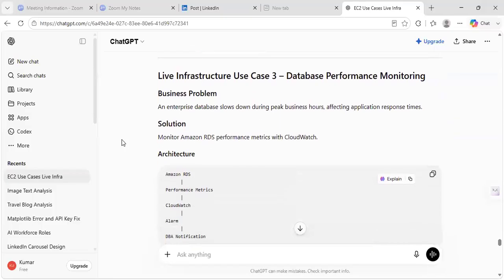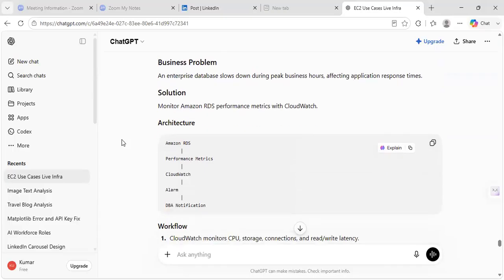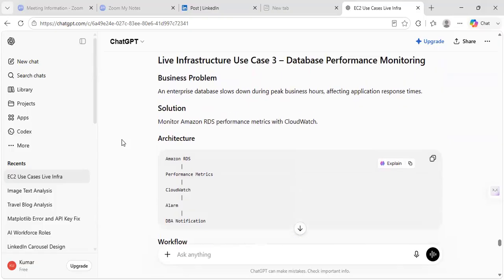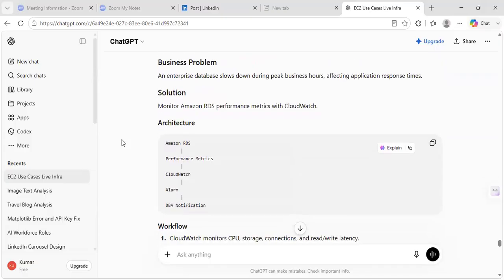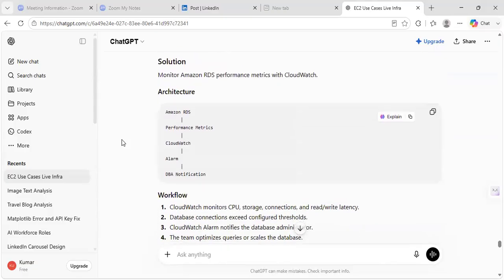How does it work? An enterprise database slows down during peak business hours, affecting application response times. Then monitor Amazon RDS performance metrics with CloudWatch. This is related to database services only, so RDS performance needs to be tracked. Relational Database Service is the one that maintains the databases, like a DBA. Amazon RDS performance metrics are going to be verified in CloudWatch.